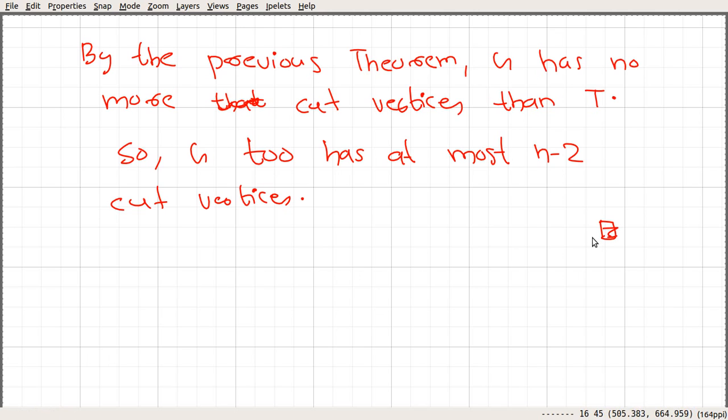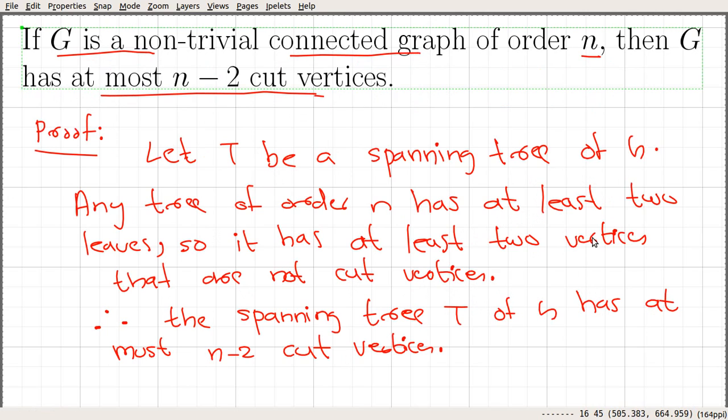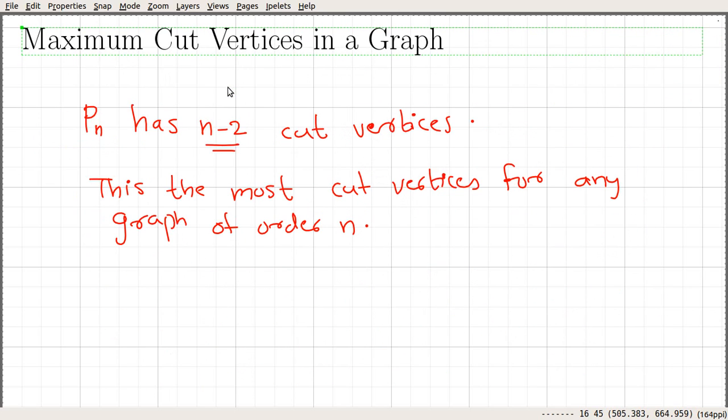So this particular statement says something about the number of cut vertices a graph could have. It's an upper bound on the number of cut vertices, and the path graph P of n on n vertices has exactly n minus 2 cut vertices. So this graph has the maximum.